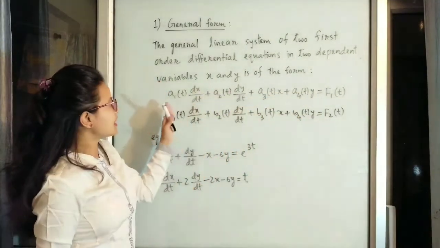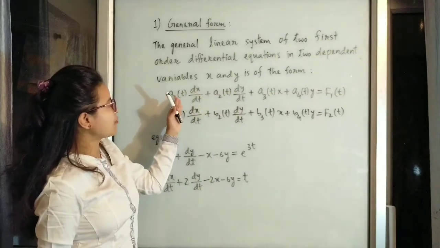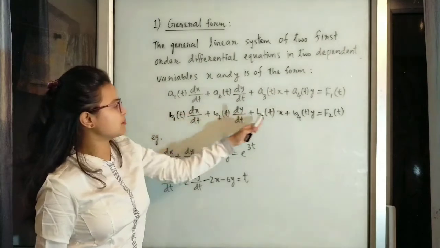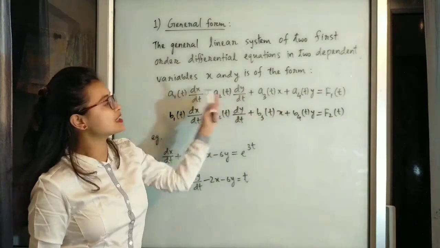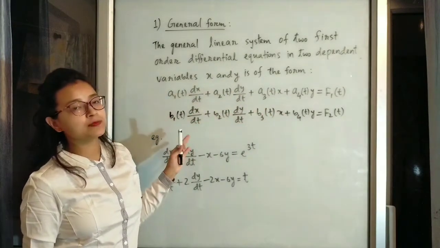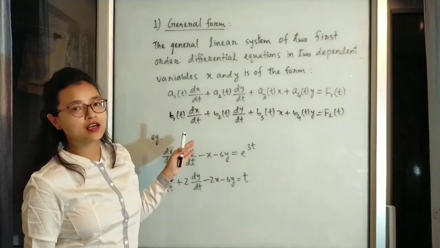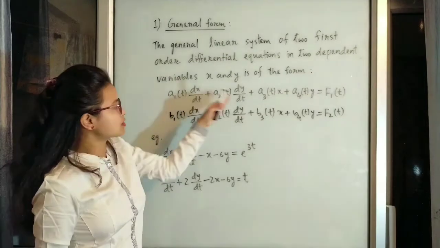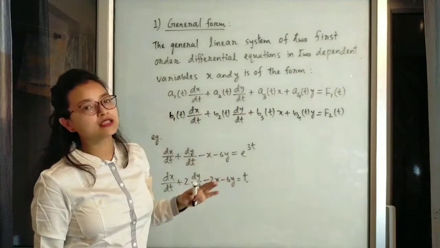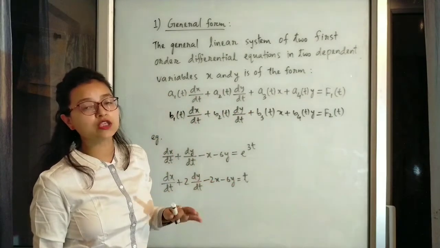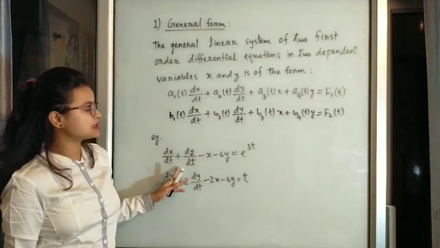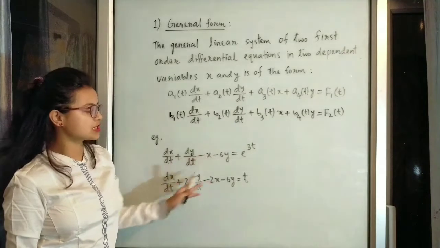The left hand side terms are the coefficients a1(t), a2(t), a3(t), a4(t), b1(t), b2(t), b3(t), b4(t). If these are variable, then it will be simultaneous linear differential equations with variable coefficients. But if these are constants, then it will be called simultaneous linear differential equations with constant coefficients. So I am giving this example for simultaneous linear differential equations with constant coefficients.